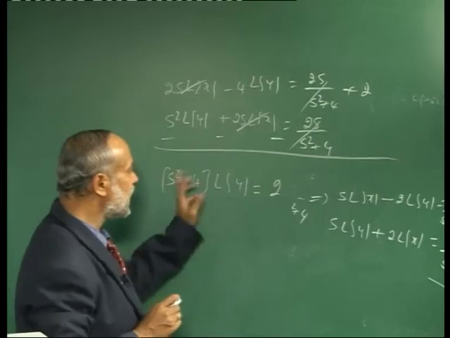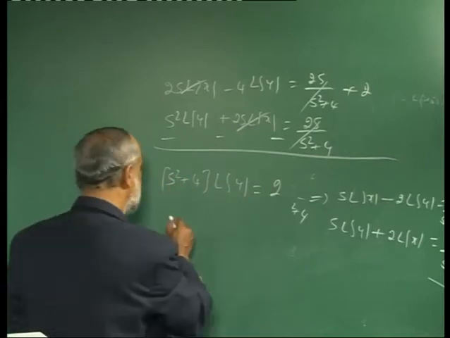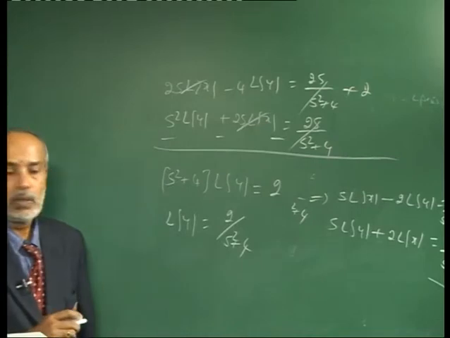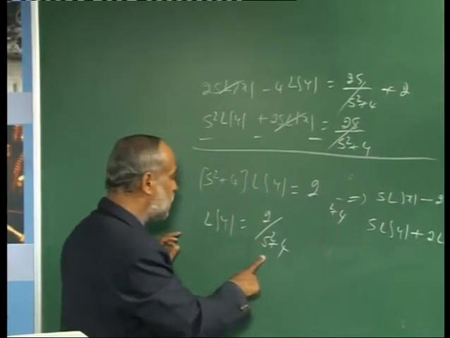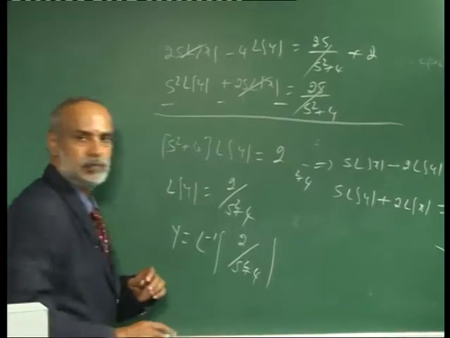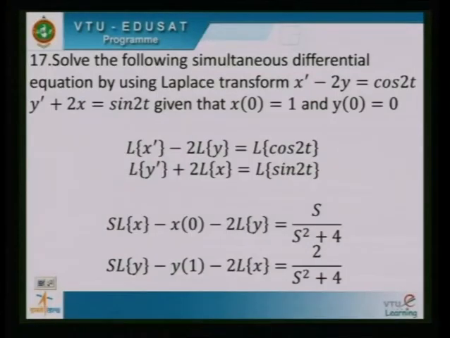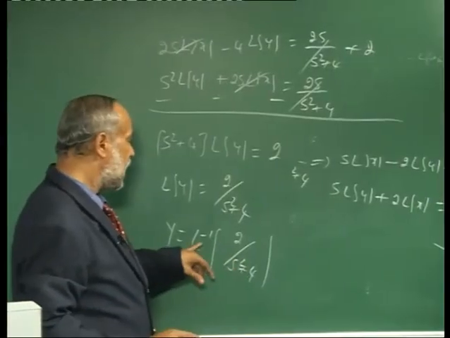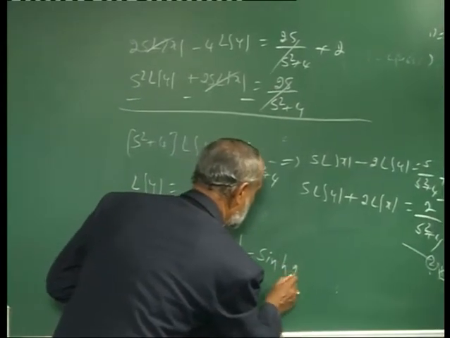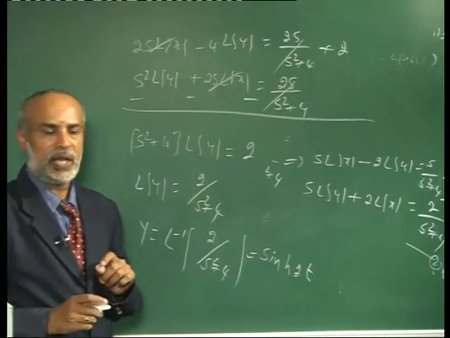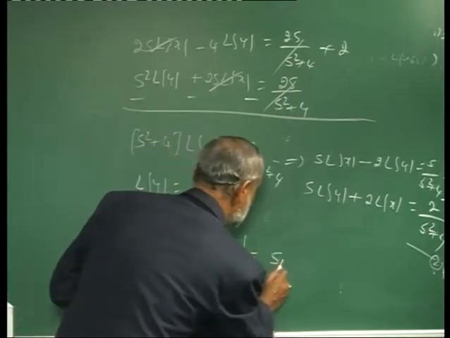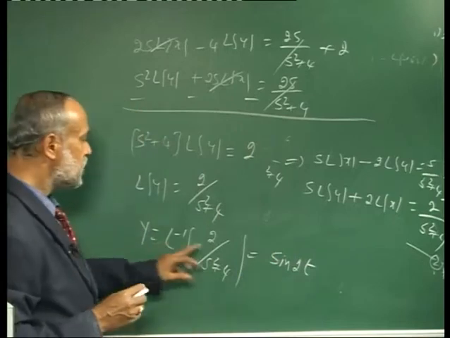So here s squared plus 4 you can transfer to RHS, then L of y is equal to 2 divided by s squared plus 4. Now this L of y is equal to 2 divided by s squared plus 4, then y is equal to L inverse of 2 divided by s squared plus 4. Now, you can apply the inverse. Using the formula, L inverse of 2 divided by s squared plus 4 can be written as sin 2t. So y is equal to sin 2t.